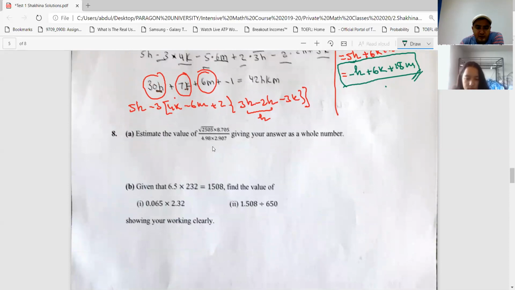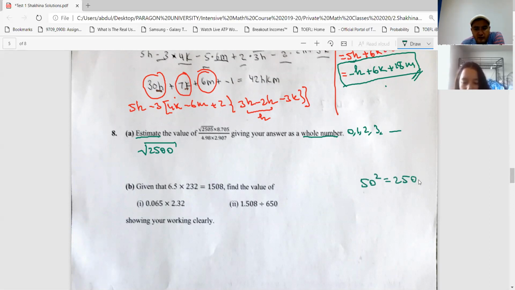Shahina, here, now you understand the idea, right? So we just need to estimate. It says estimate the value of this one, giving your answer as a whole number. Whole number means 0, 1, 2, 3, and so on. As you see here, the first number, 2,505, I can estimate it by 2,500 because 2,500 is a square number, right? Because 50 squared is equal to 2,500.